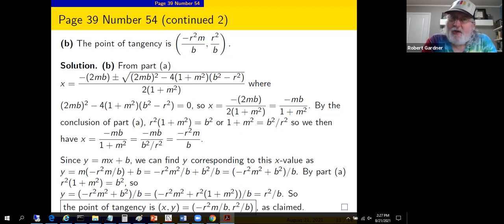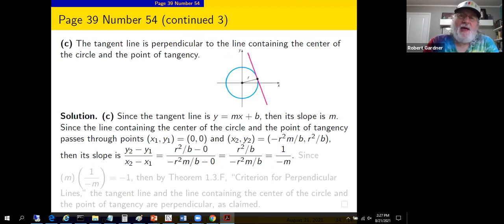And finally, really the goal of the question is to show that this line is perpendicular to that line. The tangent line is y equals mx plus b, so its slope is m. The line containing the center of the circle and the point of tangency passes through the points 0, 0, that is the center of the circle, and the point of tangency, call it x2, y2. And we found in part B that this is the expression for the point of tangency. So we did part A so we could do part B. We did part B so we can do part C, really. Part C was the goal.